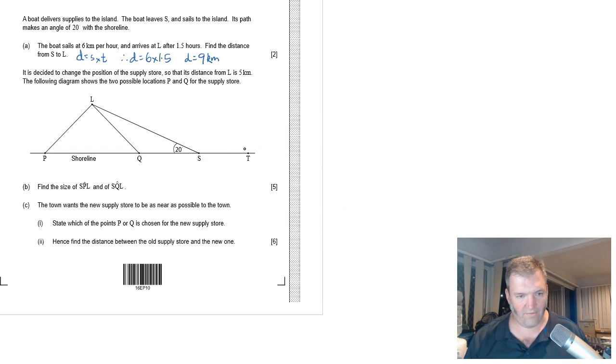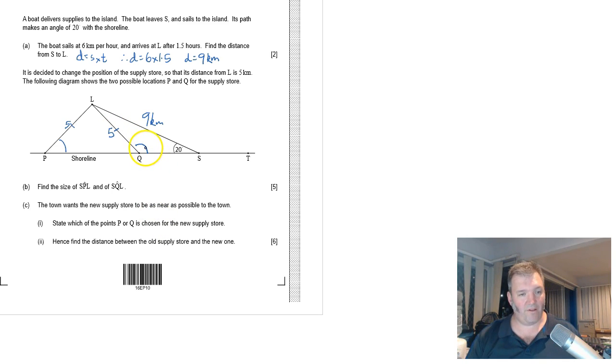If I turn this upside down, I get a better view. Don't know if that really helps, but we've got this distance here, 9 kilometres. That's 20 degrees, and I'm hoping to find this angle, and that angle there. But we're also told that it's 5 kilometres, so this is a length of 5, and that's a length of 5. All measurements in kilometres.